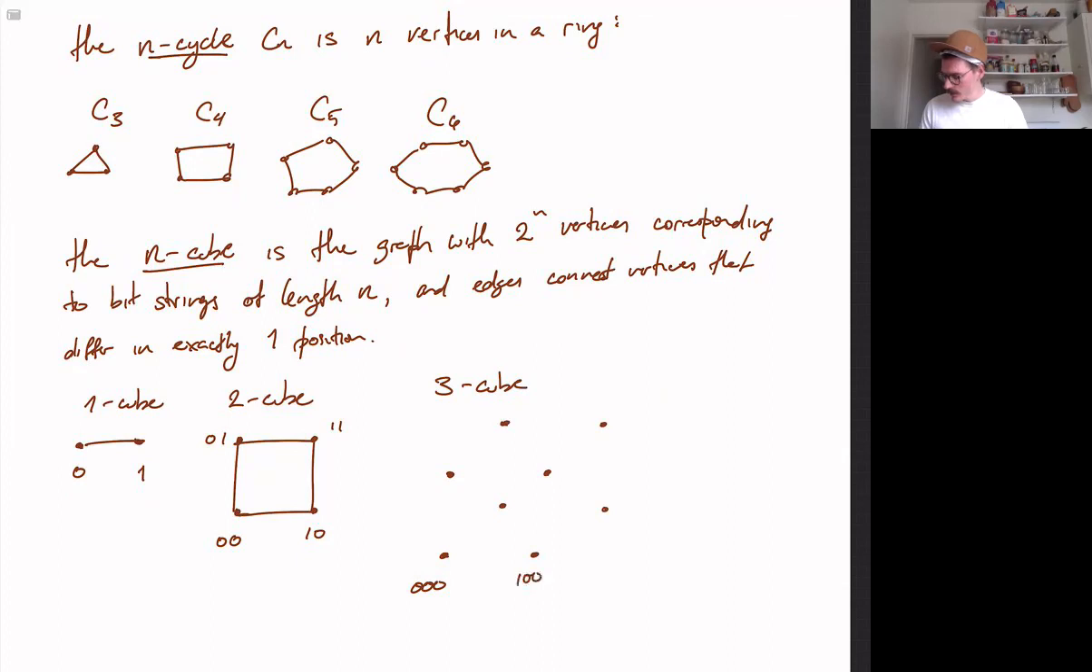So 100, 010, 001, 011, 101, 110, 111. And let me not go through it in detail. You can check for yourself if you want, but they are connected in what you will recognize as a familiar regular cube.